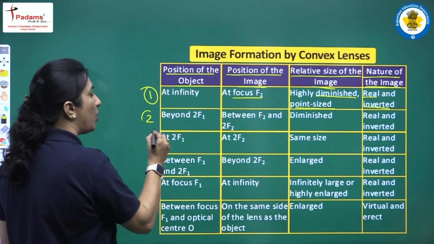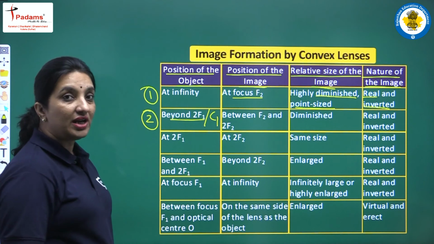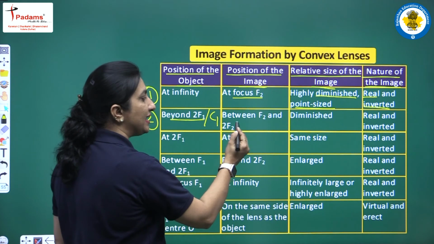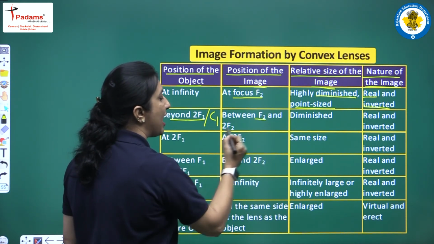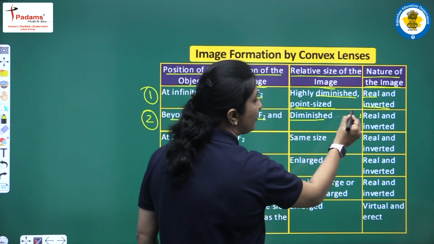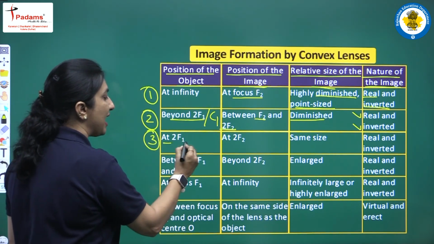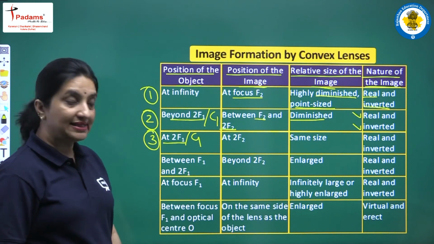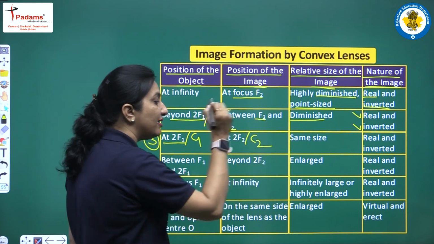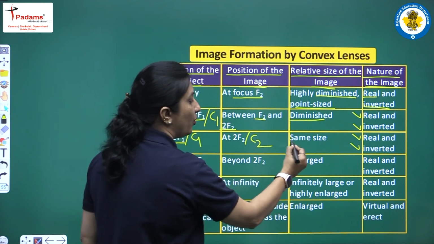The second position of the object can be taken as beyond 2F1, or you can say beyond C1, or you can say between infinity and 2F1. So what we saw was that the position of the image was between F2 and 2F2, and the size of the image was diminished, it was real and inverted. The third position of the object was taken as at 2F1, or you can say at C1. Then the position of the image was at 2F2, you can say at C2. It was of the same size, again it was real and inverted.